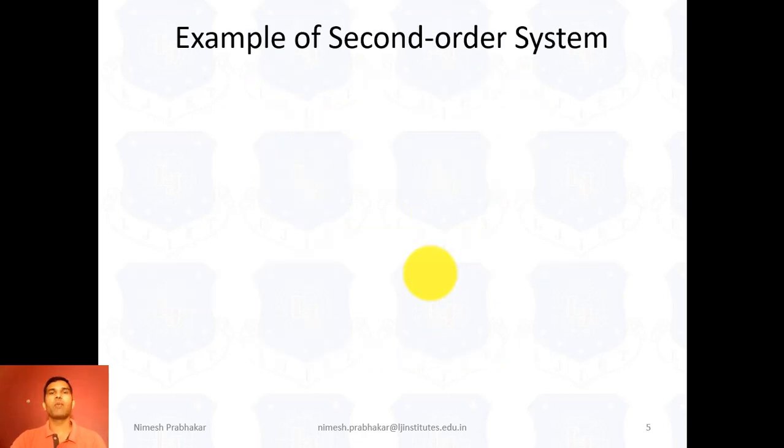Now, for better understanding, we take one example of a second order system. We get a second order system by series connection of two first order systems. We can also get a second order system differently. But here we see the example of the U-tube manometer, a simple second order system.